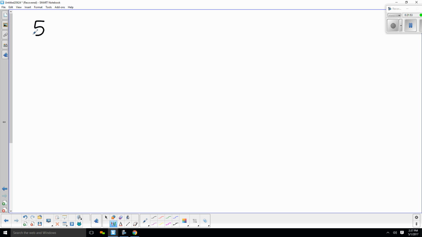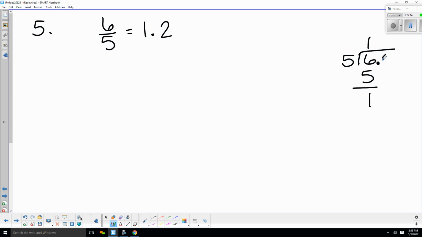Number 5. Which number is equivalent to the ratio 6 over 5? Well, let's divide. 6 divided by 5 is 1.2. Now, if you need to do this by division, take your 5 and divide it into 6. That's 1. Subtract. I have a remainder, so I need to add a decimal and a 0. Then when I finish multiplying, that's where I get the 1.2 at. So this may be one of those you might have to do with no calculator.